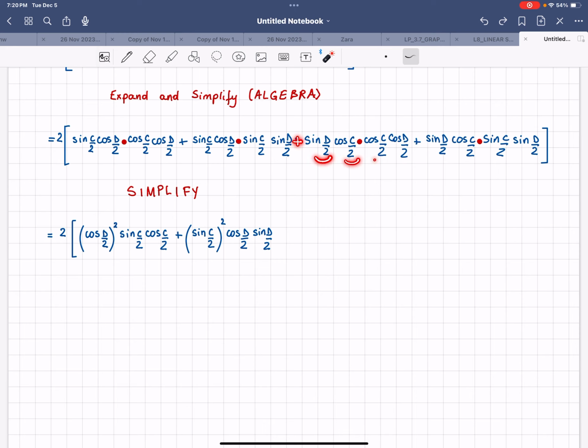Sine D over 2, cos C over 2, cos C over 2, cos D over 2. These two are the same. We've got to be very patient when we work with trig identities because they are very mysterious, but they can be very tiring as well. But at the end, they're fun. So continue with the last term. It's the same pattern. They're full of patterns, all trig identities. Sine D over 2, cos C over 2, sine C over 2, sine D over 2. Sine D over 2 is common. Okay, close that. So we've created some interesting combinations in here.